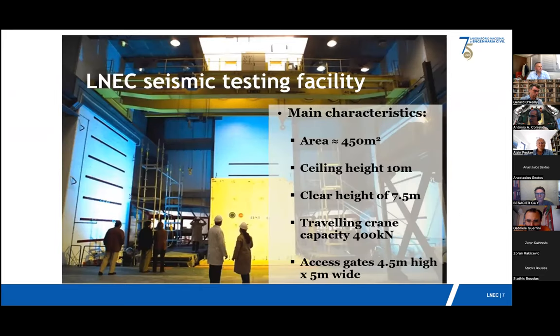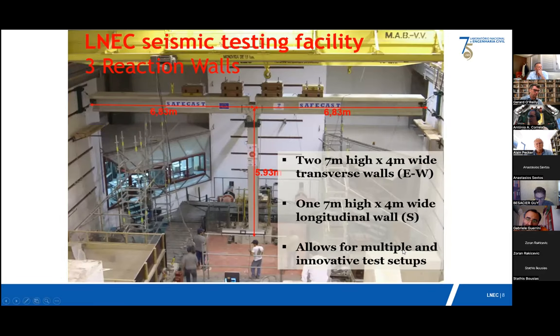A few numbers on the main characteristics of our facility. In the area of our lab, we can build models which go up to 10 meters if they are built directly on the shaking table. Otherwise, if they are built in the laboratory and then moved with our traveling crane, they can go up to about 7.5 meters. And they can weigh up to 40 tons, which is also the weight of the models which can be placed on the shaking table.